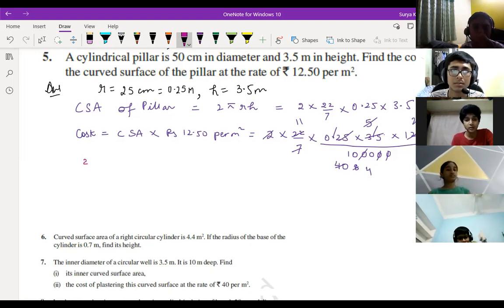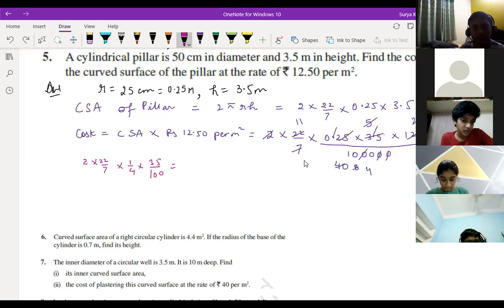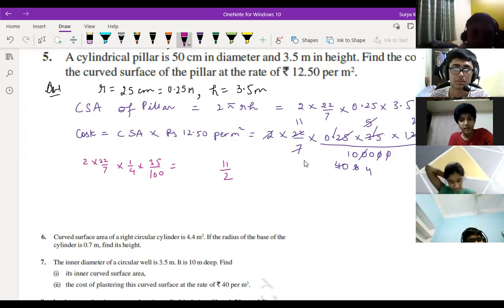Wait, let me write what you are saying. Let me write 2 into 22 by 7, into 1 by 4, into 35 by 100. Which one is this? This is the CSA, sir, 2 pi RH. Then I got it as 11 by 2. Let me discuss first. 2 pi RH, you did this one, right? You got 11 by 2 from this. Yes, sir, 11 by 2.